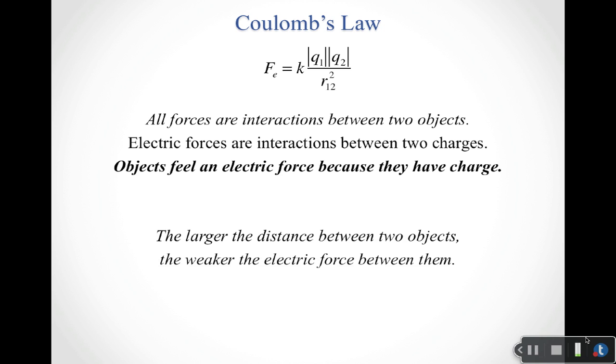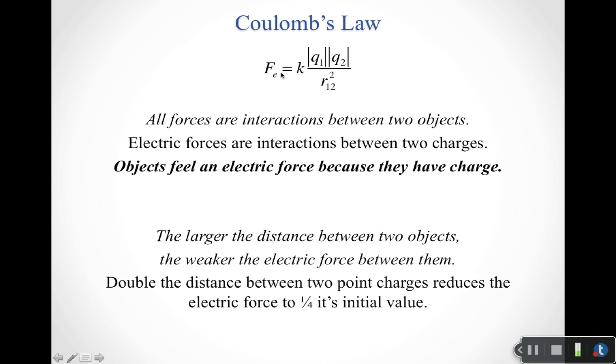The larger the distance between the two objects, the weaker the electric force between them. Because I've got this distance between them squared in the denominator of my expression here, the larger I make the distance, the weaker I make the force, and it happens to be in a very particular way. So if we double the distance between our two point charges, that's going to cut the electric force to 1/4 its initial value.